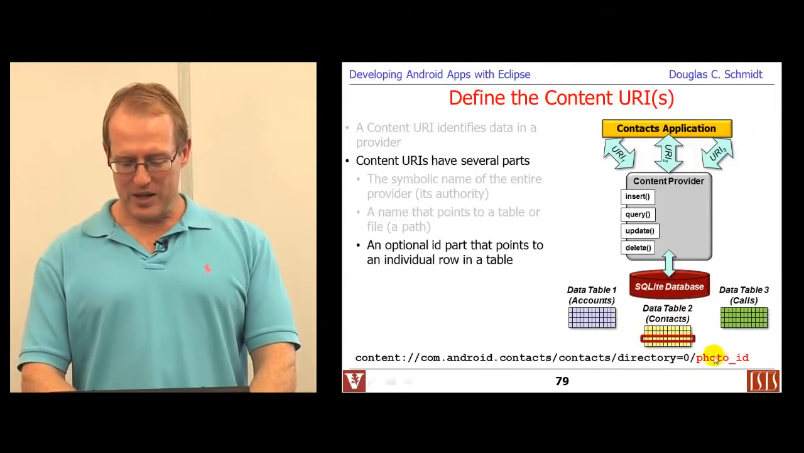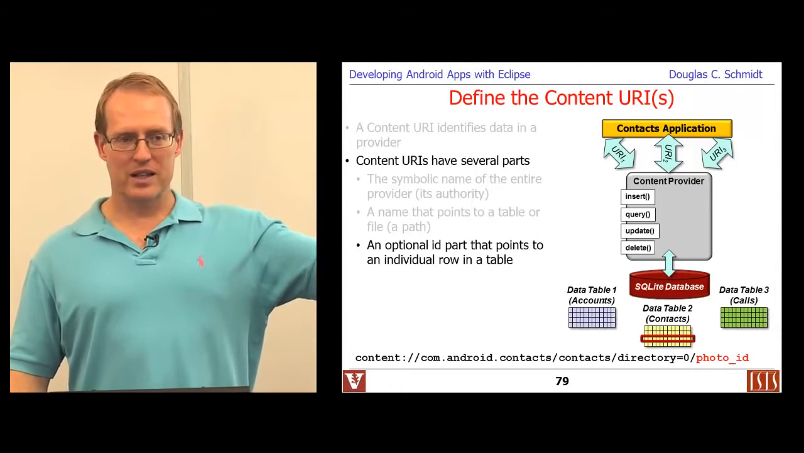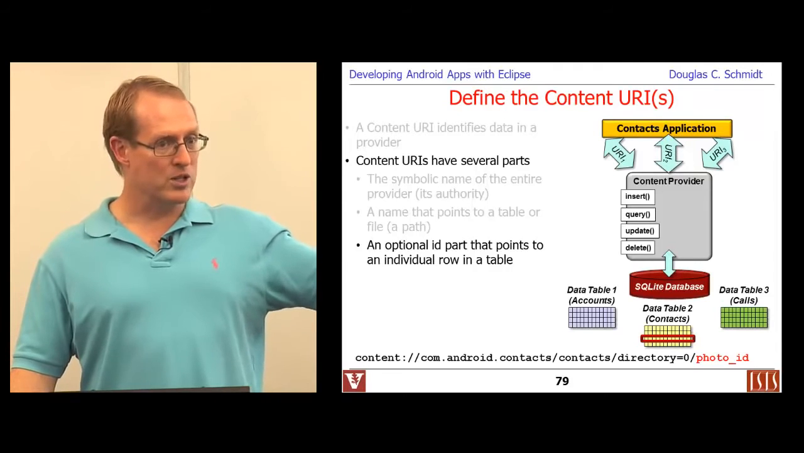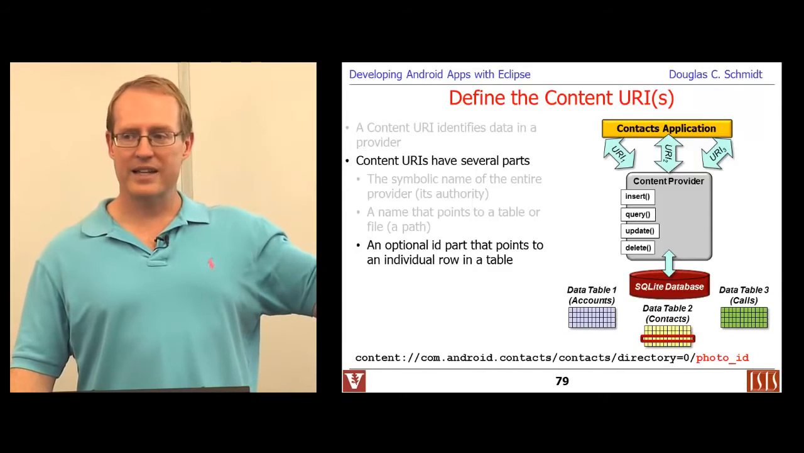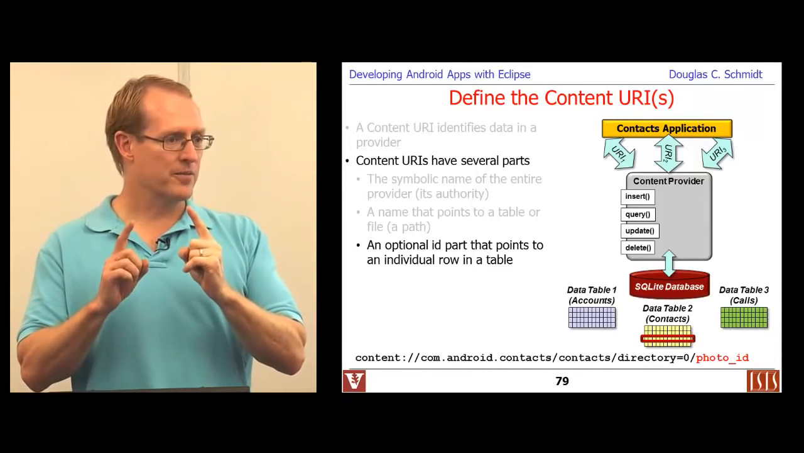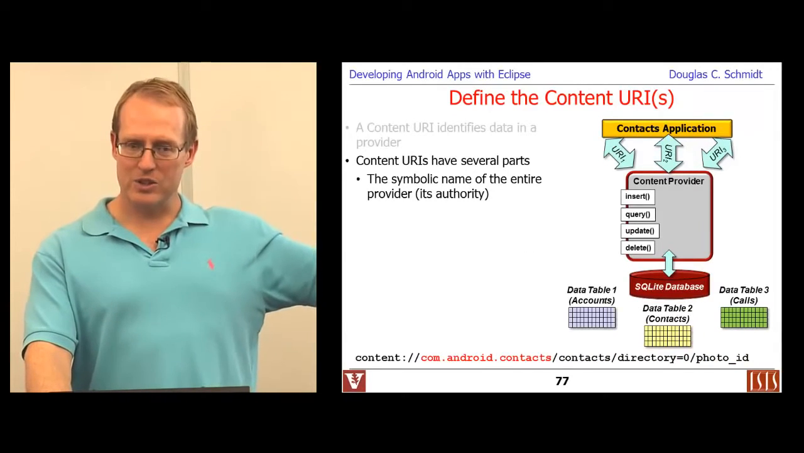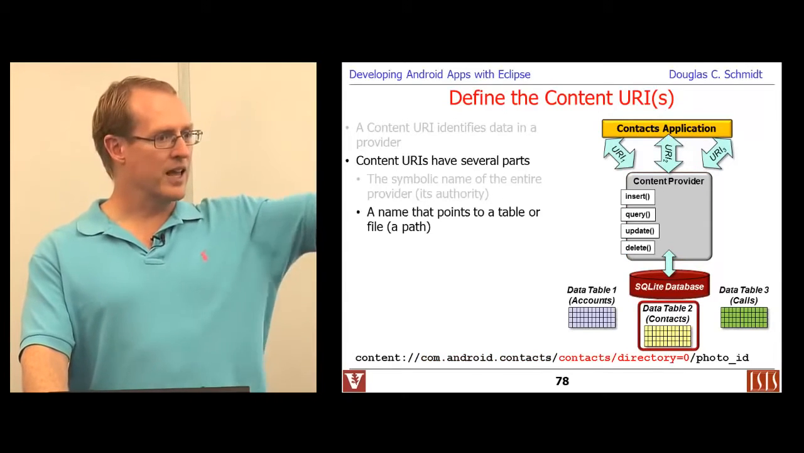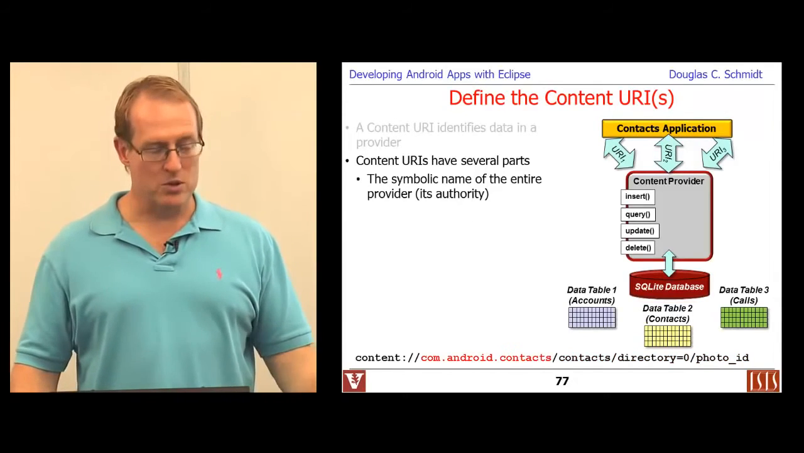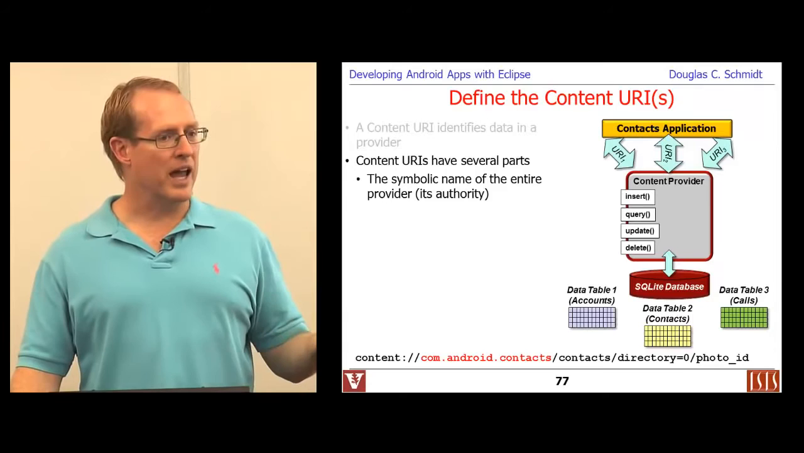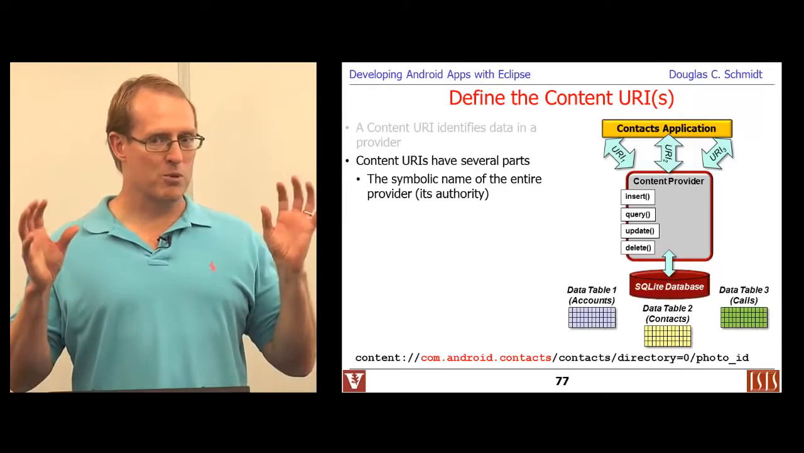Finally, you can identify a particular element in that table as the last piece, which is the ID part. It's optional depending on what type of operation you're trying to do, and it identifies a particular row in that table. So now we get down to something very specific. We've got a way to identify the content provider, a table, and then a row within that table. Some parts of this, like the authority, are managed for you by Android. It keeps track of that mapping, and that's what's exposed through the manifest file to get you to the appropriate content provider.